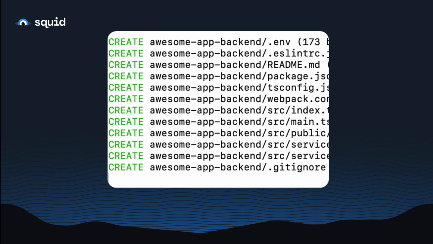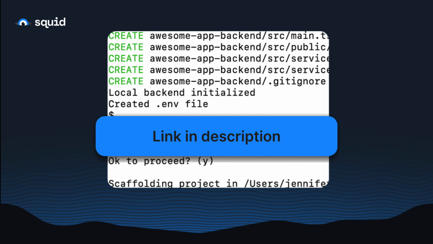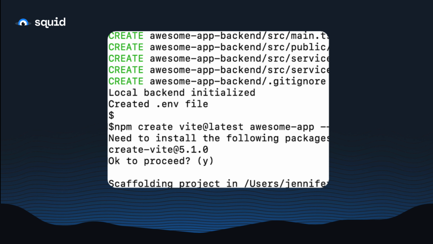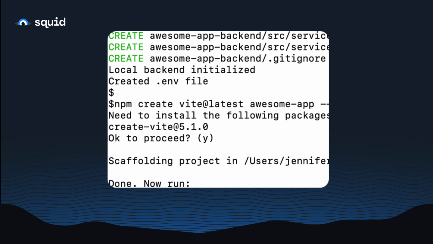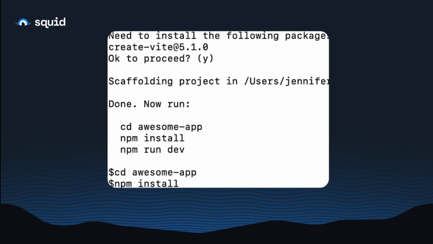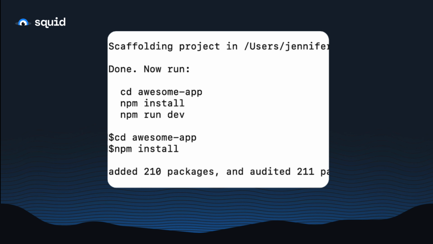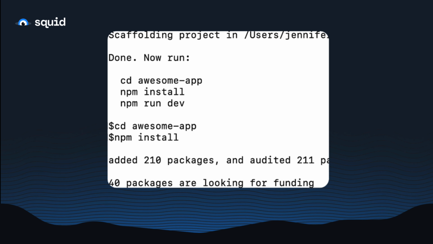If I inspect my folder, I can see there's now a folder for the backend. You can learn more about the contents of a backend project in the docs linked in the description. With the backend initialized, let's move on to the front end. Create a new React app using the Vite CLI. I've linked to install instructions for Vite. Squid also has SDKs for Angular and TypeScript, so you can use the framework that works best for you. I'm just showing you React today. Install the Squid Cloud React package in the app.